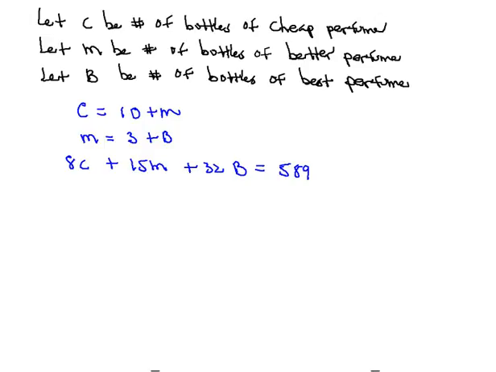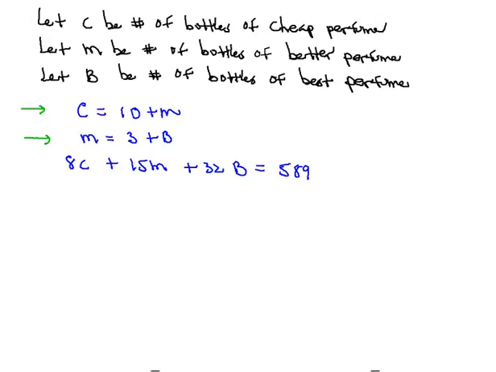Now we're told that there are 10 more bottles of cheap perfume than better perfume. That will lead to the first equation, that C is equal to 10 plus M. And we're told that there are 3 fewer bottles of the best perfume than the better perfume, which will lead to the equation M is equal to 3 plus B.